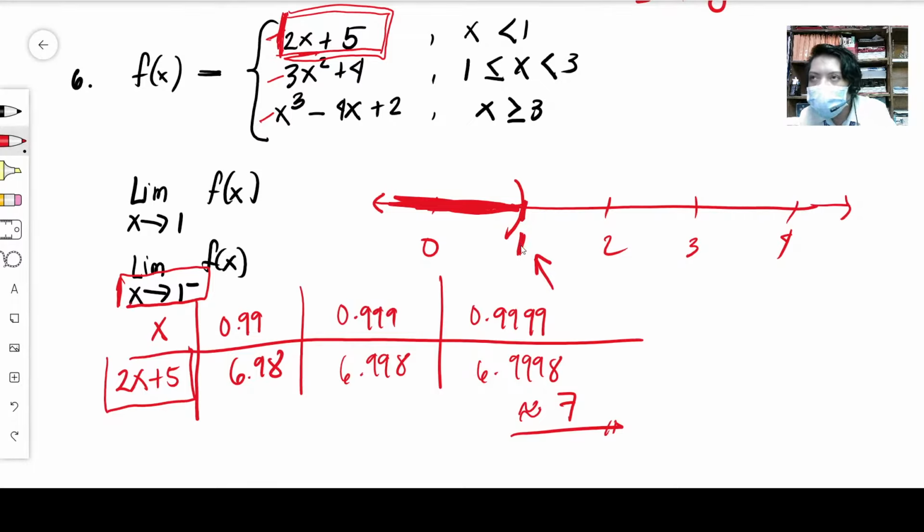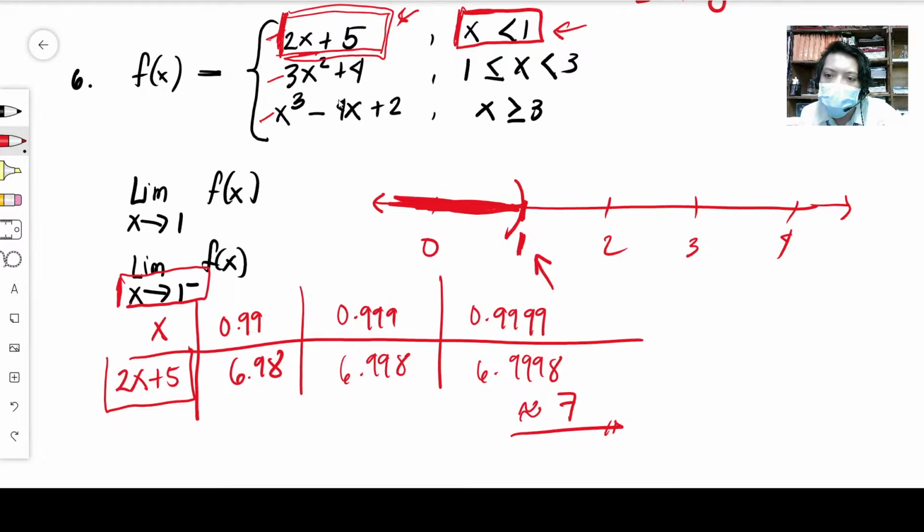Coming to the left of 1, the numbers to the left of 1 are all less than 1, which coincides with this boundary condition, x minus 1 for x less than 1. So x is less than 1, coming from the left of 1. Since it satisfies this boundary condition, this is the function we use. The other function we cannot use.